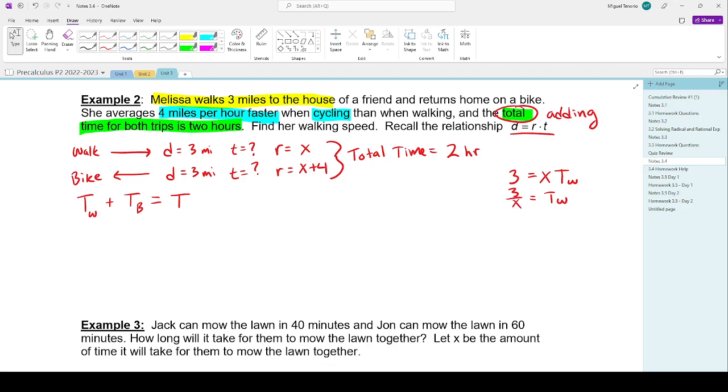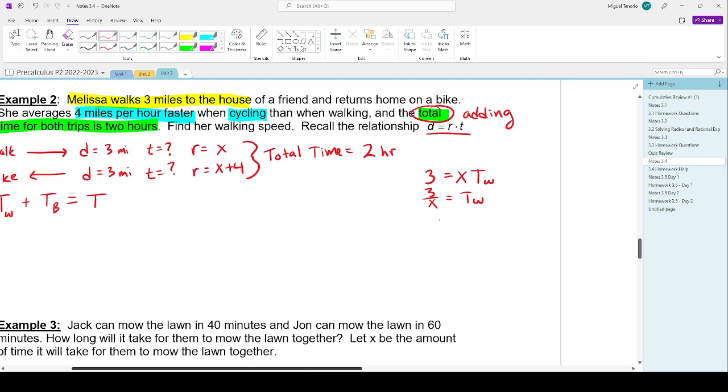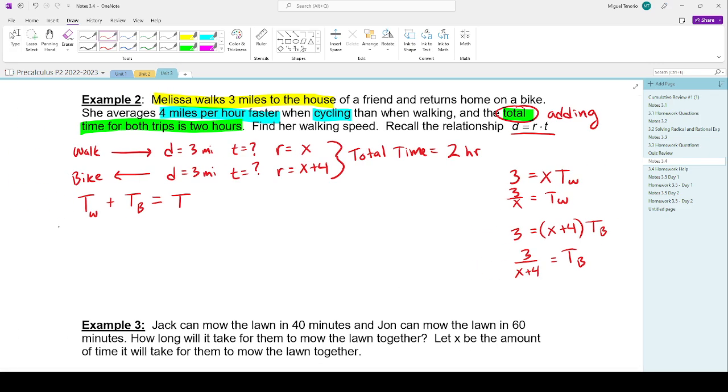We're going to actually do the same thing for the bike. So on our bike, we're going to have, again, the same distance, 3, but our rate was X plus 4. The time, again, we don't know what it was, but that's my time for biking. Again, we can get the time for biking by itself and say that that's 3 over X plus 4. Now I have all the expressions I need, and I have everything primed and ready to go. So here we go. I'm going to change TW to 3 over X. I'm going to change TB into 3 over X plus 4.